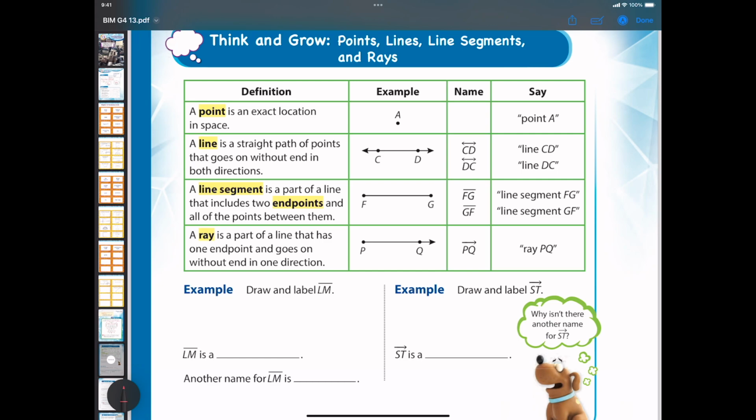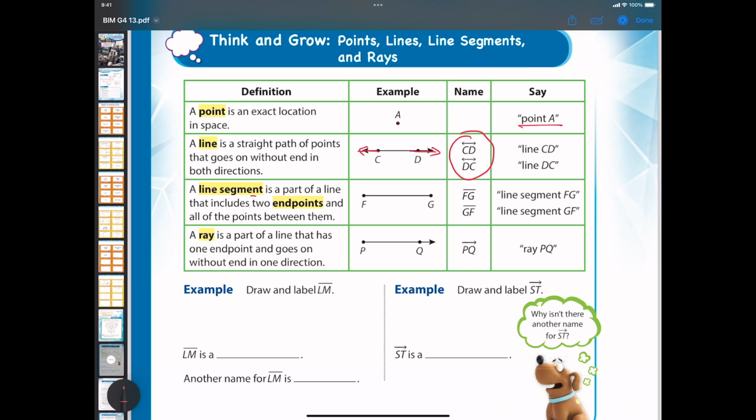Definition: a point is an exact location in space. Yeah, we call this one what? Yeah, point A. Okay, point A. You can say that. And a line is a straight path of points that goes on without end in both directions. That means it has no ending point. So infinity. It goes infinity. Okay? It doesn't stop. There is no limit. Okay? Strictly speaking, a line has no limits. So this is the symbol. Okay? Line CD or DC. All right, what about the line segment then?